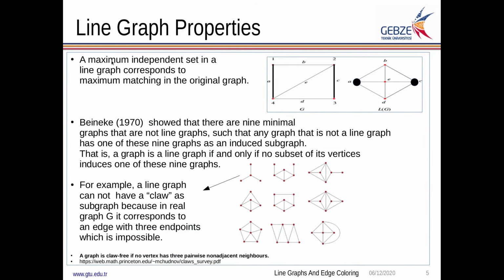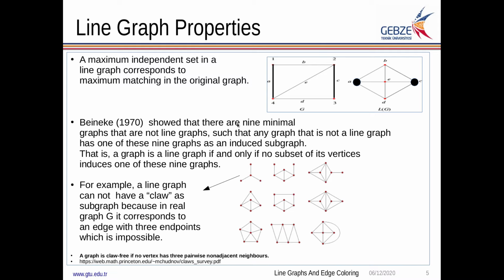And a maximum independent set in a line graph corresponds to a maximum matching in the original graph. This is the original graph. This is the maximum matching, and this is the maximum independent set. They are dual problems.